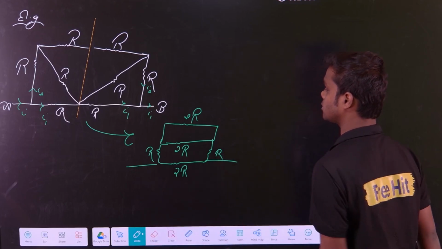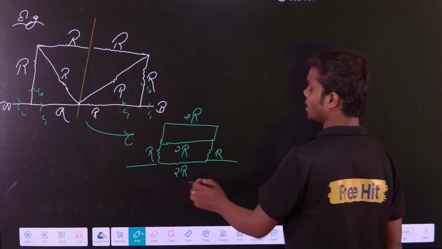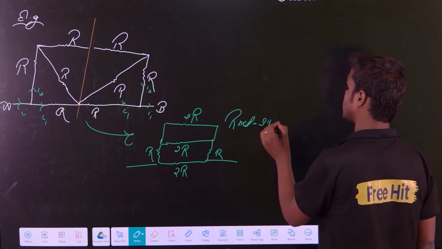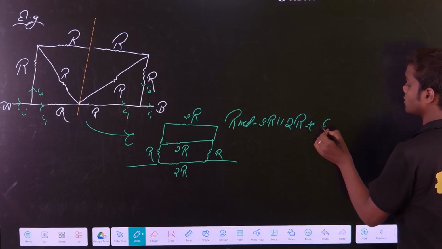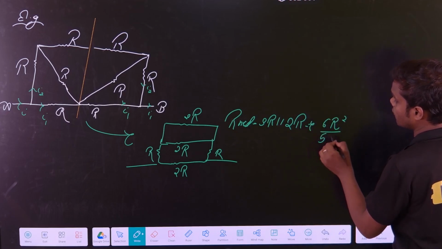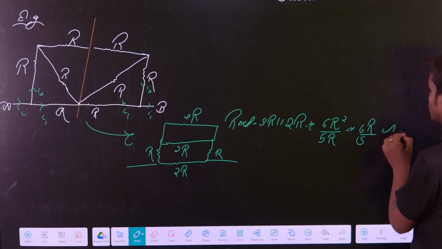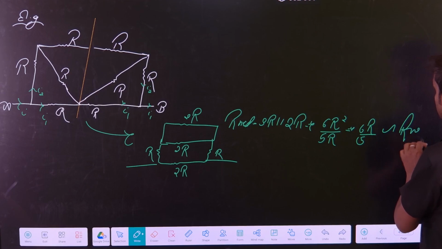Now it is a simple question. 2R is R plus R plus R, that is 3R. 3R parallel with 2R, how much will you get? You will get 6R square divided by 5R, that is 6R by 5 ohm. R net. Simple answer. Clear?